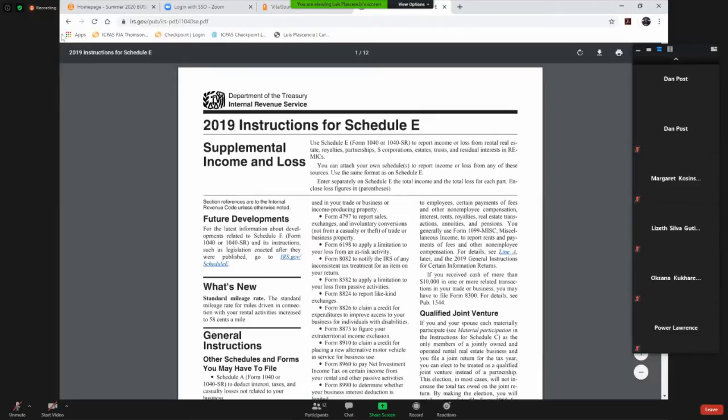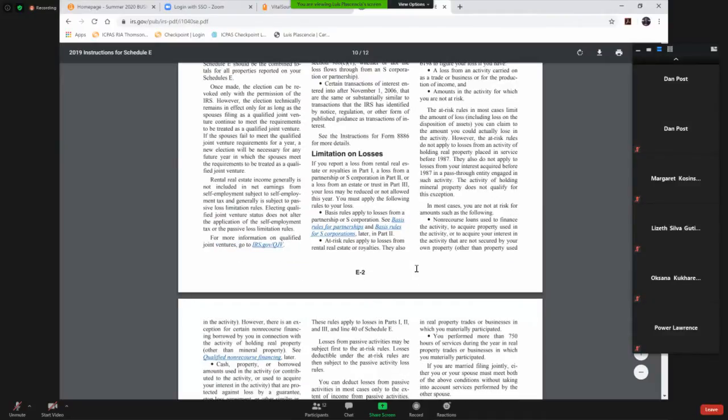What the heck? That's the instructions. I'm not looking for the instructions.